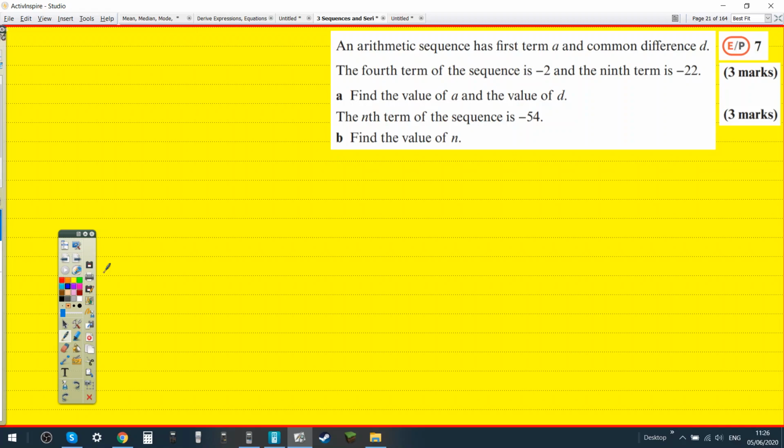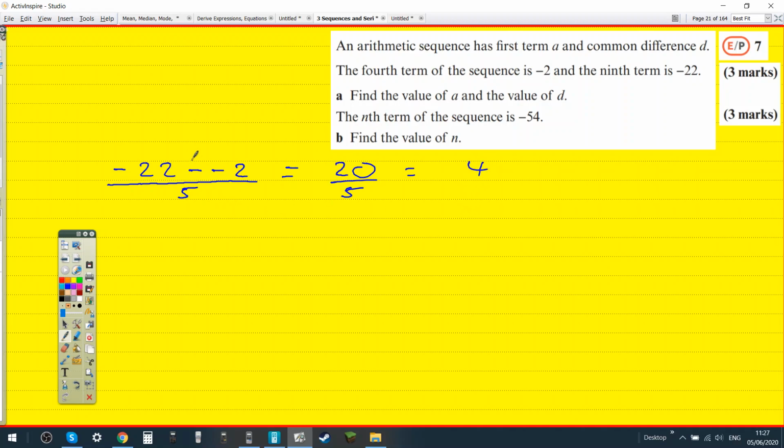So would I then do, so the difference between minus 22 and minus 2 is 20. And then would I then do 20 divided by 5? 4th, 9th, yep. And so I would get equals 4.